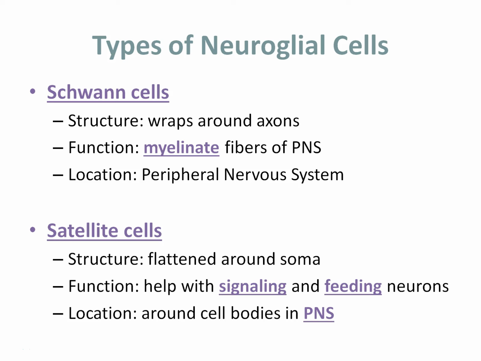In the peripheral nervous system, we have Schwann cells, which wrap around the axons of nerve fibers and myelinate these fibers in the peripheral nervous system. Satellite cells are also found in the peripheral nervous system, and they are found around cell bodies. They're flattened around the soma and help with signaling and feeding neurons.